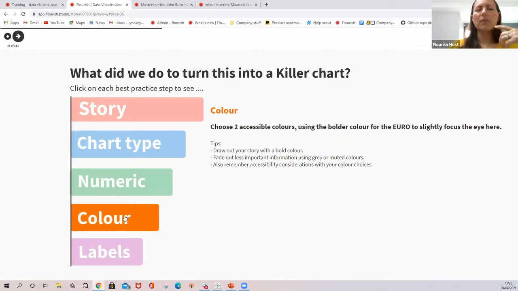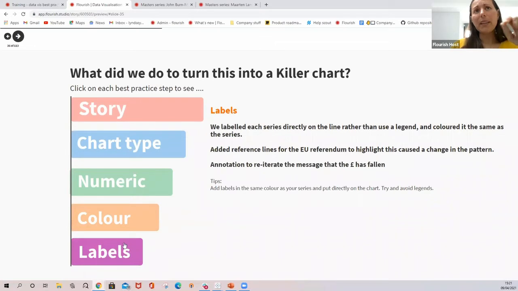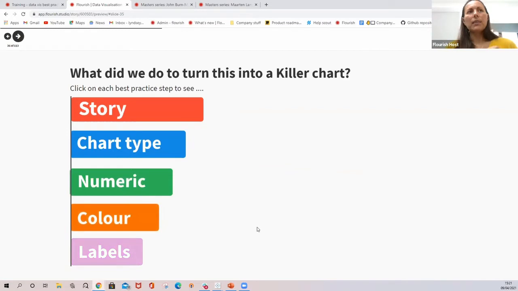Colour, we chose 2 strong, contrasting, accessible colours, and we used the more muted grey for peripheral information. And at the back of our mind, we also have to have accessibility considerations about whether people can read things in certain colours if they're too light. And labelling, we labelled each series directly on the line. We decided no more legends, and we coloured it the same as the series, and we added reference lines and annotation to reiterate messages and important events along the way. And all these things are going towards helping step a reader through that chart and it being much simpler and easier for them to understand what you're trying to say to them.